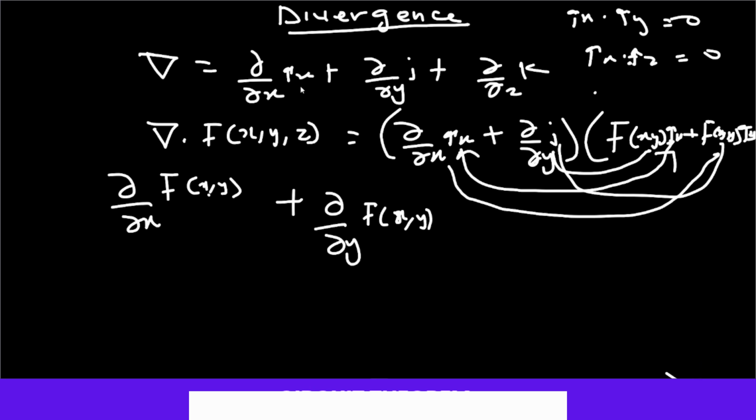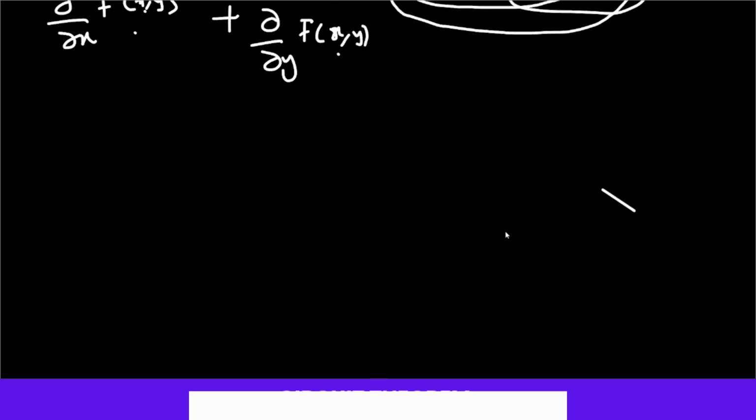You can see it was a vector operating on a vector, and it has given us a scalar. You get it? Okay. So let's take an example for instance.